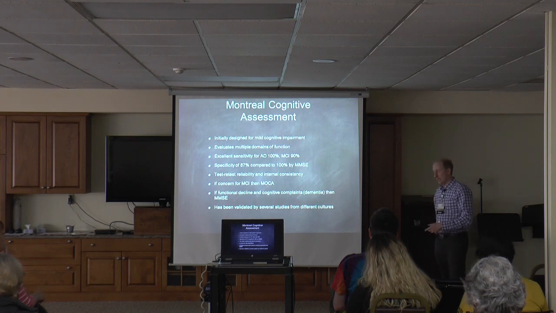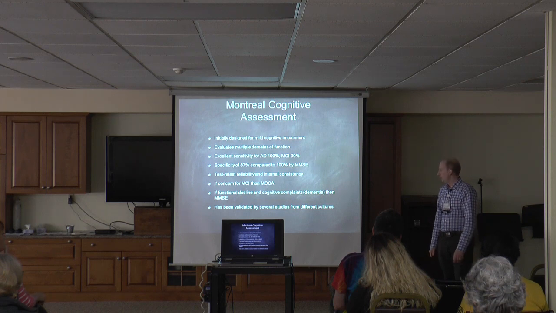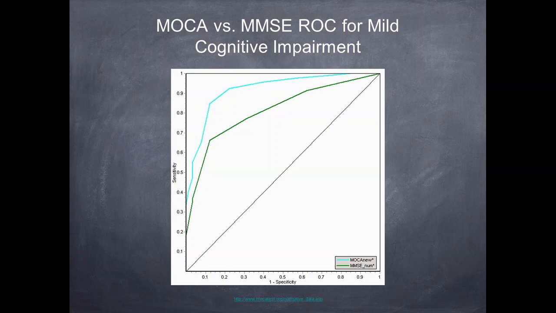Yeah, and it's been validated in Australia and Korea and Europe and all over the place. In the literature, it's really the go-to now for memory screening. This was called the receiver operator curve. It's just a fancy way of graphing sensitivity versus specificity. And the more up to the high left you are, the more sensitive it is and the more specific it is for what you're looking for.